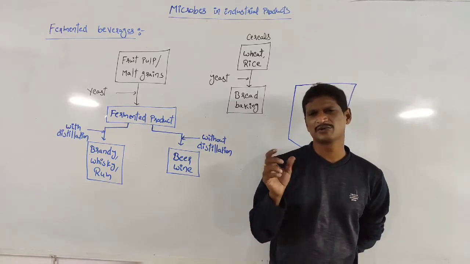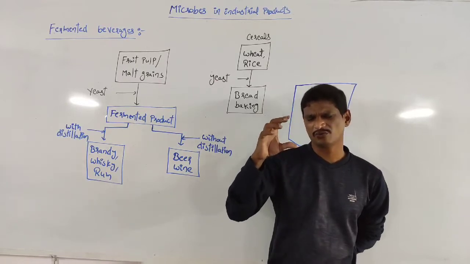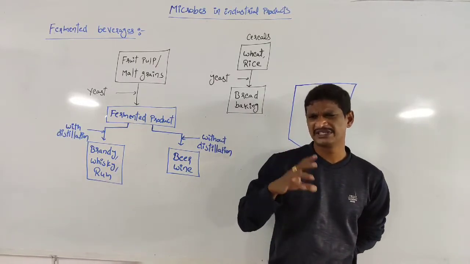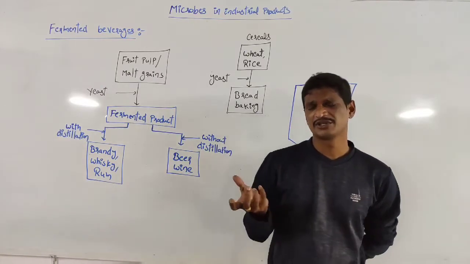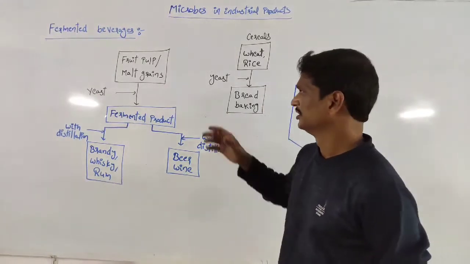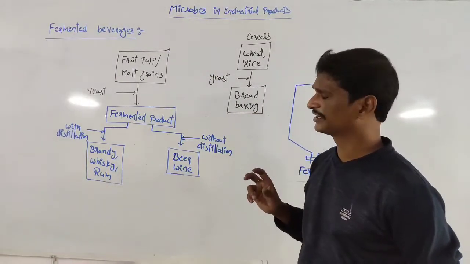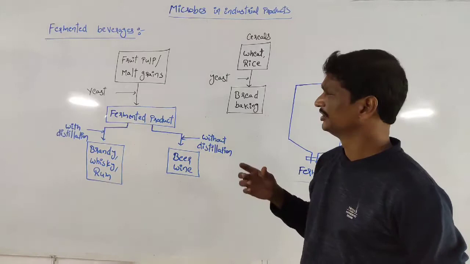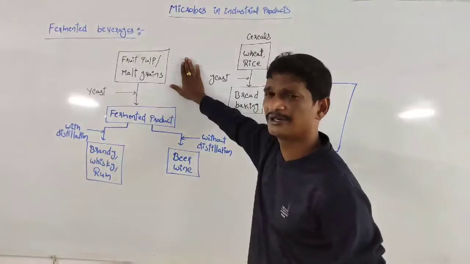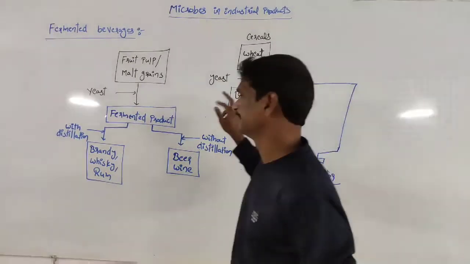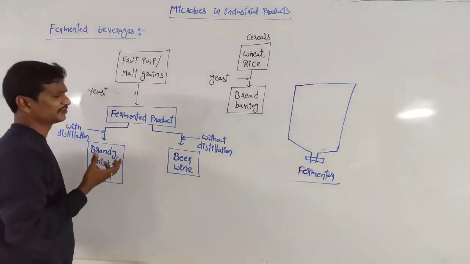Remember, I am not talking about company names or brands. I am talking about the basics: which one is called rum, which one is called beer, and which one is called wine. What we take is fruit pulp or, in certain cases, malt beans as raw materials, and these are subjected to the fermentation process within the fermenter in the presence of yeast. After a certain time period, we get the fermented product.